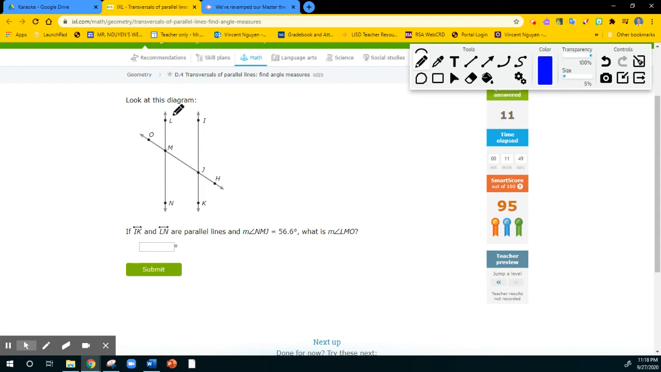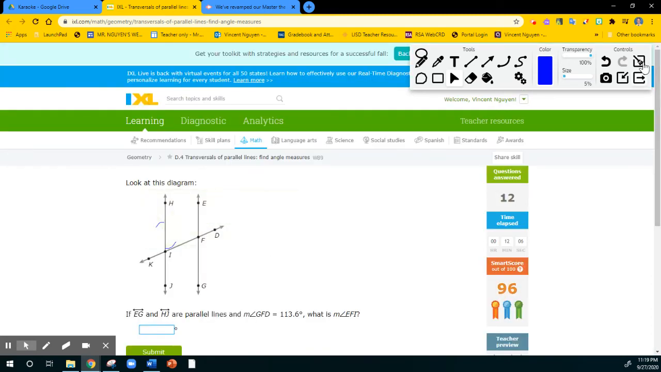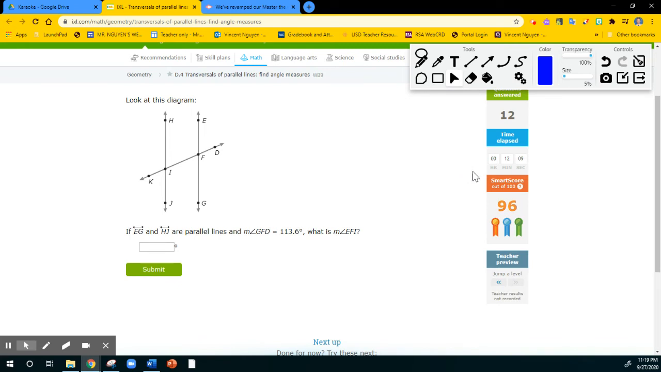LMO, right here. NMJ. Again, these vertical angles, they're congruent. These are all congruent relationships. Wow. I want to go to 100 to see if my theory is true.